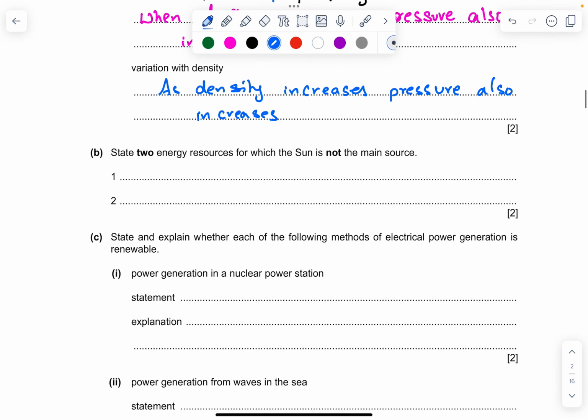State two energy resources for which the sun is not the main source. So what are the two energy resources for which the sun is not the main source? We can write geothermal, and we can write nuclear, or we can even write tidal.